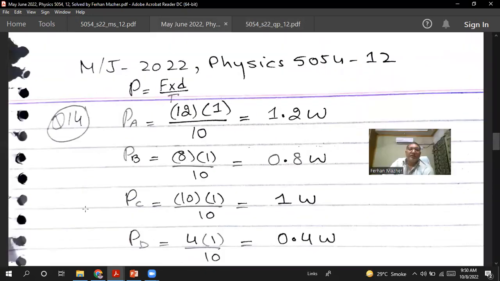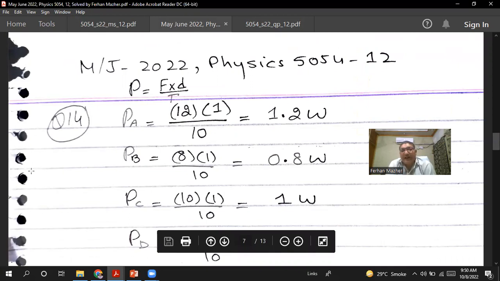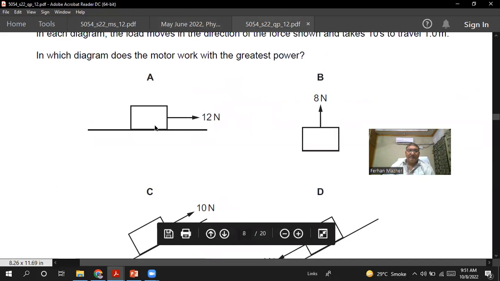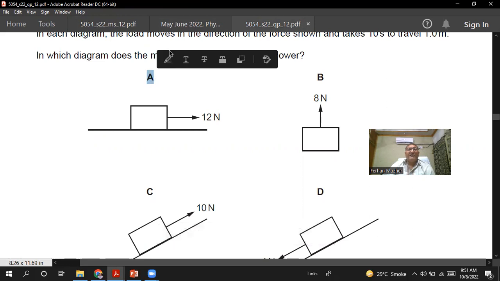And here we go. You see, the power will be equal to the force multiplied by distance, which is work done, divided by time. So in the A option, it will be 12 multiplied by 1 divided by 10. That will be 1.2 watt. In the B option, it will be 8 multiplied by 1 divided by 10. That will be 0.8 watt. In the C option, it will be 10 multiplied by 1 divided by 10 equals 1 watt. And in the D option, it will be 4 multiplied by 1 divided by 10 equals 0.4 watt. So the greatest power is here in the A part. In which diagram does the motor work with the greatest power?